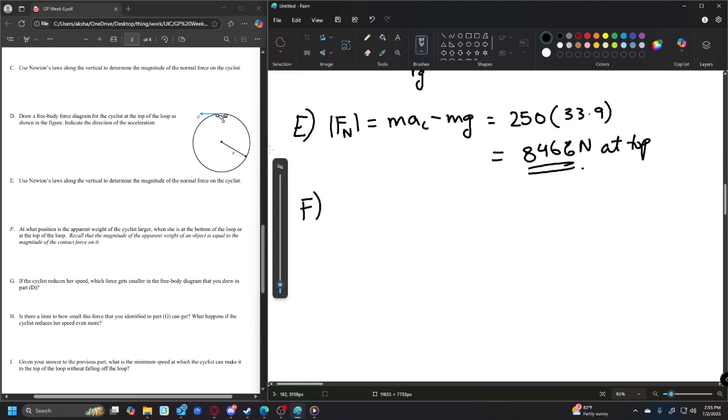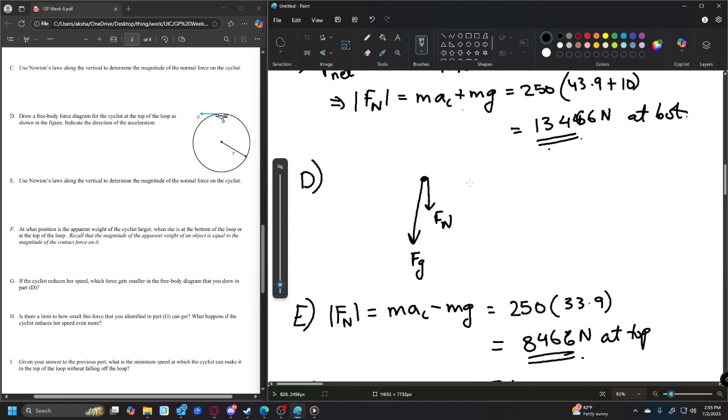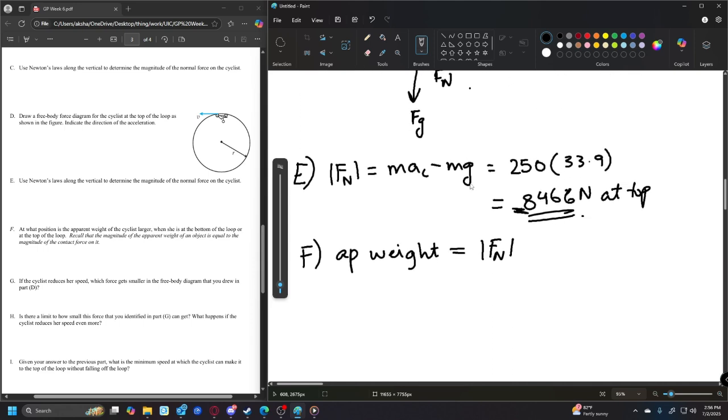Now, part F is asking us, at what position is the apparent weight of the cyclist larger, when she's at the bottom or the top of the loop? So apparent weight is just the magnitude of the normal force. So if we look up here, the magnitude of the normal force at the top was 8,000, at the bottom it's 13,000 basically. So the apparent weight is larger at the bottom, because 13,000 is bigger than 8,000.